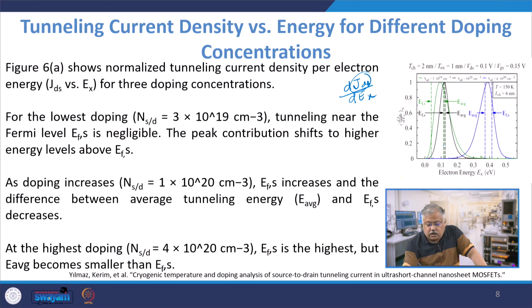Now let's look at the low doping concentration. You will see that your EFS value has shifted from this part to this part, whereas the E average shift is very small, right? For the low NSD value, the peak of dJDS by dEX is very sharp. For a higher value of doping concentration, the shift is relatively large. For the low doping concentration, the shift is really very small.